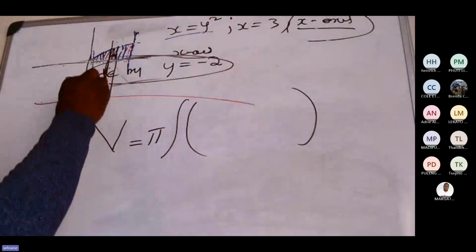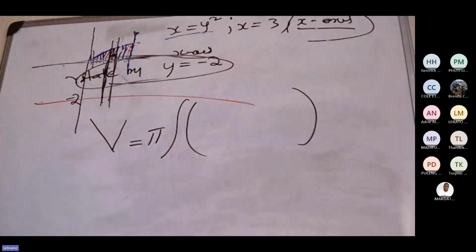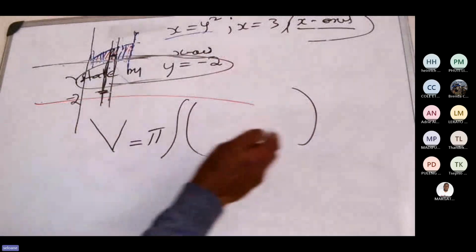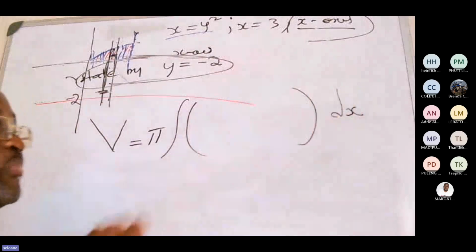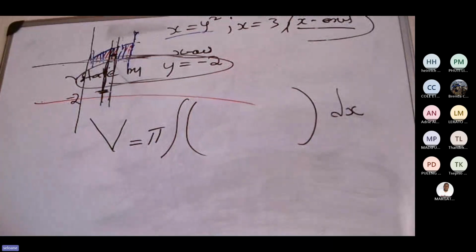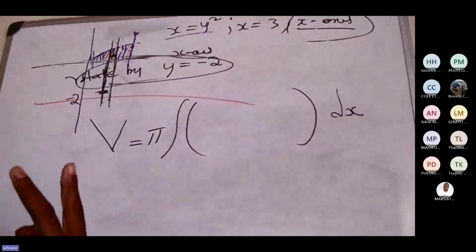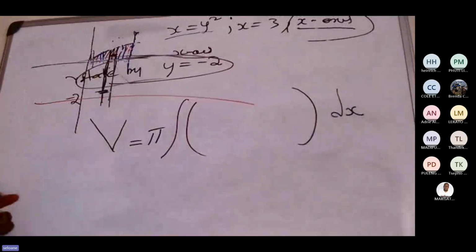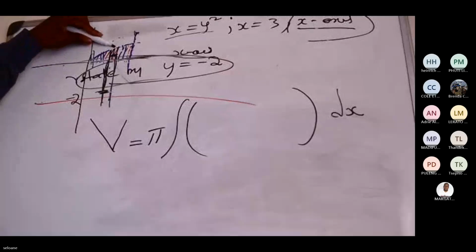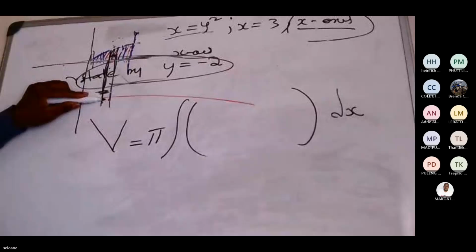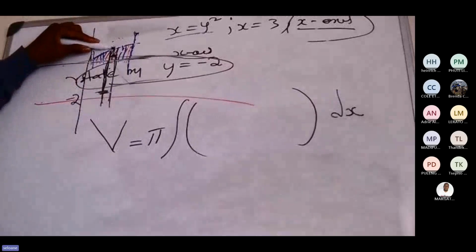You cut. What will be the thickness? It will be a horizontal line, meaning it will be dx, because it's a horizontal line. And then from there, what about the radius? As we have said, we have got two radii, one from here and one from here, right up to the center. And it's a vertical line, meaning it will be y here.